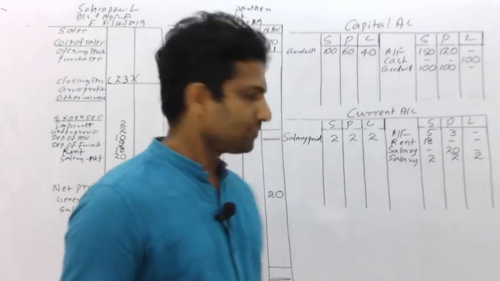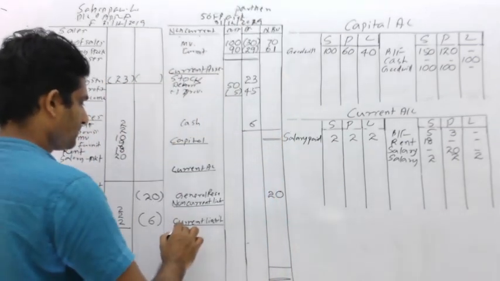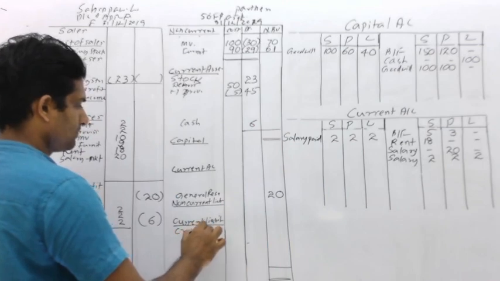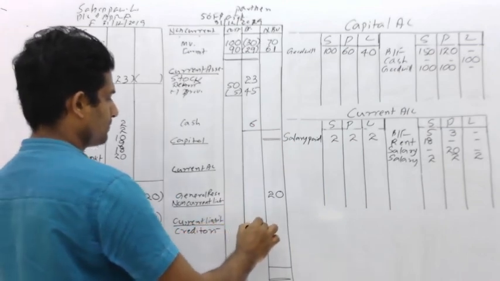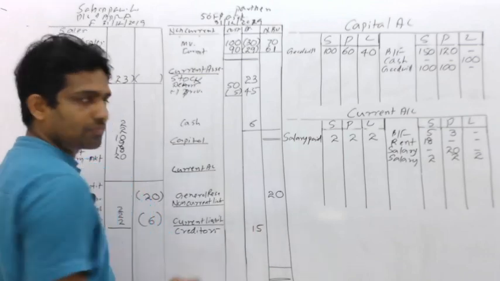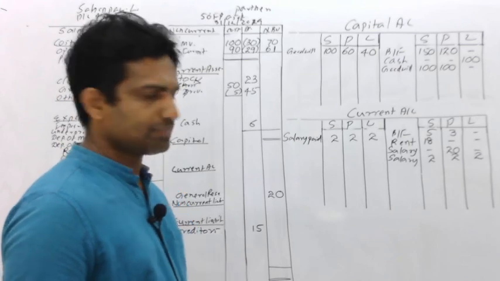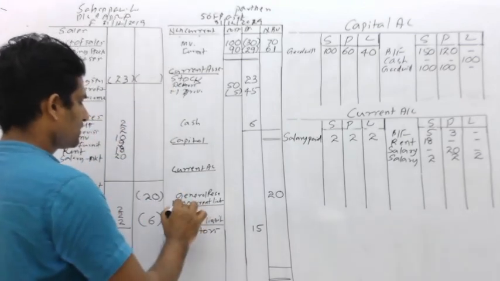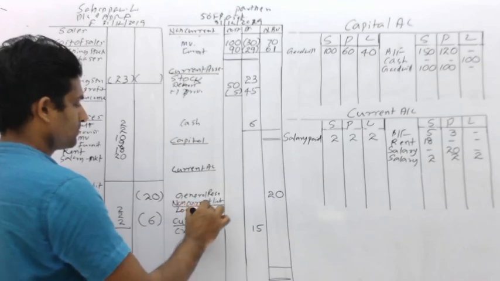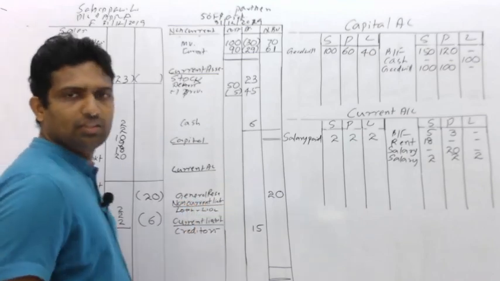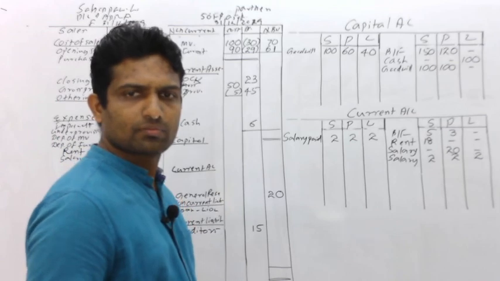Creditors 15 coming under current liabilities. Loan given by Leon 10, non-current liabilities. Leon 10.